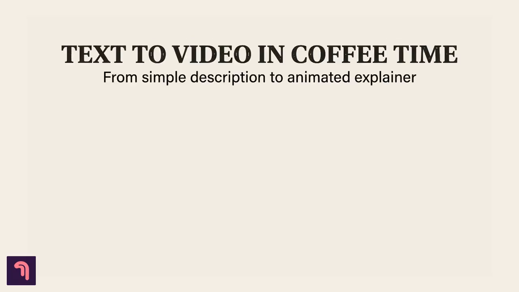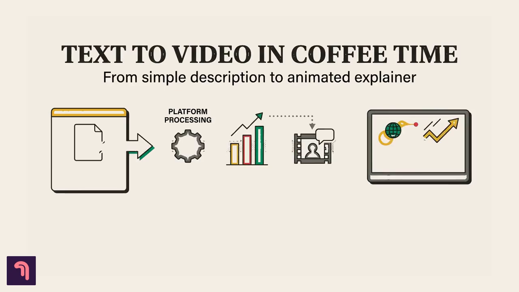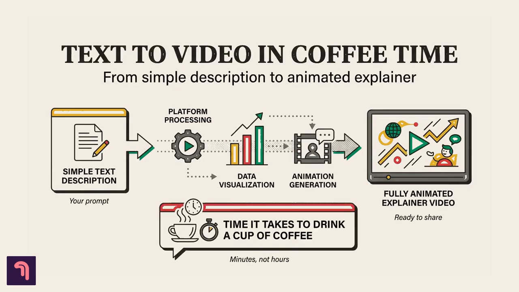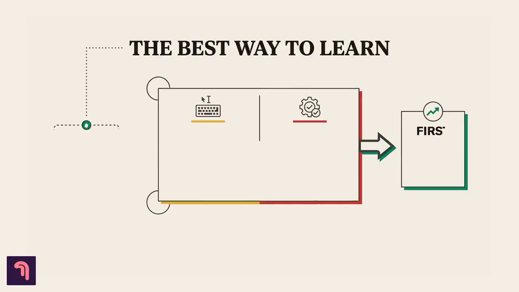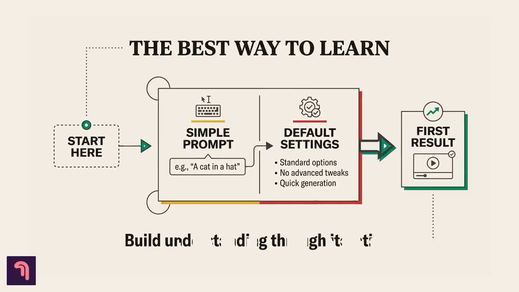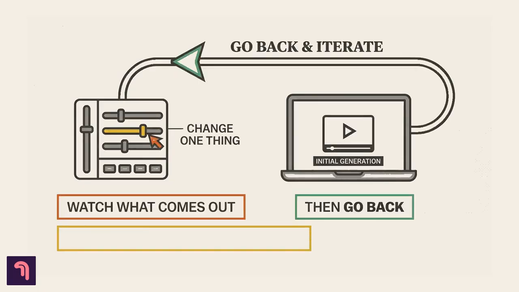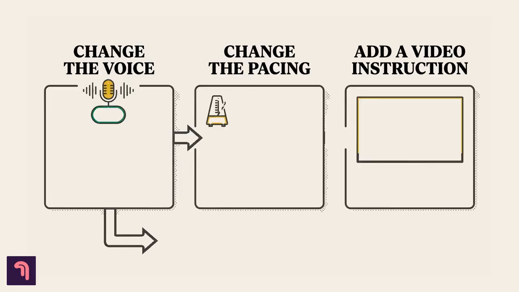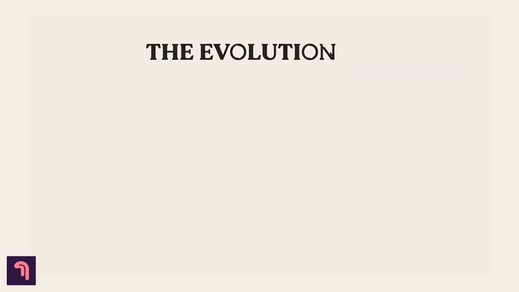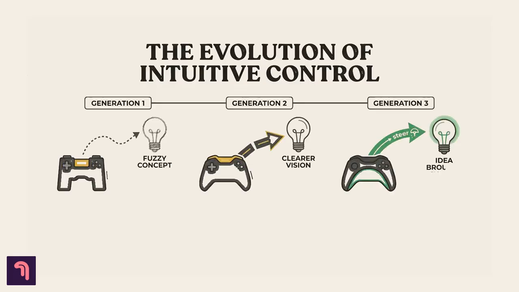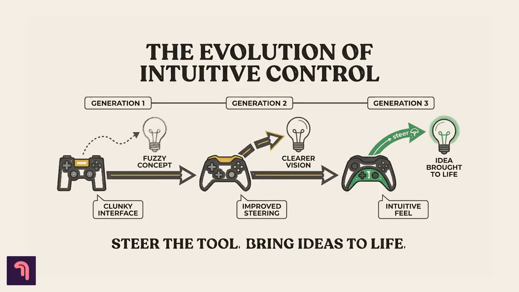That's the entire platform, from a simple text description to a fully animated explainer video in the time it takes to drink a cup of coffee. The best way to learn is to start with a simple prompt and the default settings. Watch what comes out. Then go back and change one thing at a time. Change the voice, change the pacing, add a video instruction. With each generation, you'll gain a more intuitive feel for how to steer this incredible tool to bring your ideas to life.